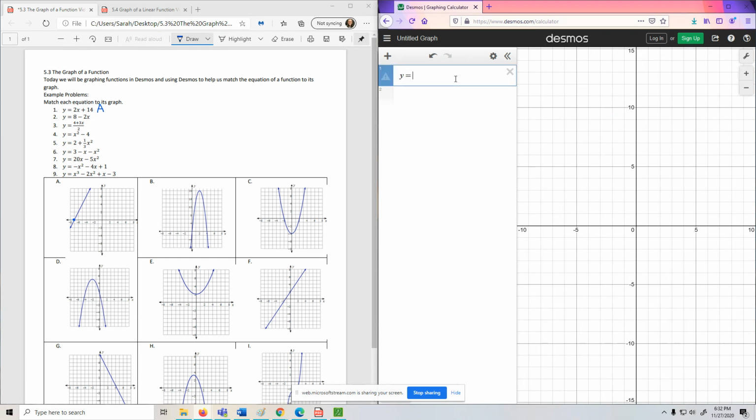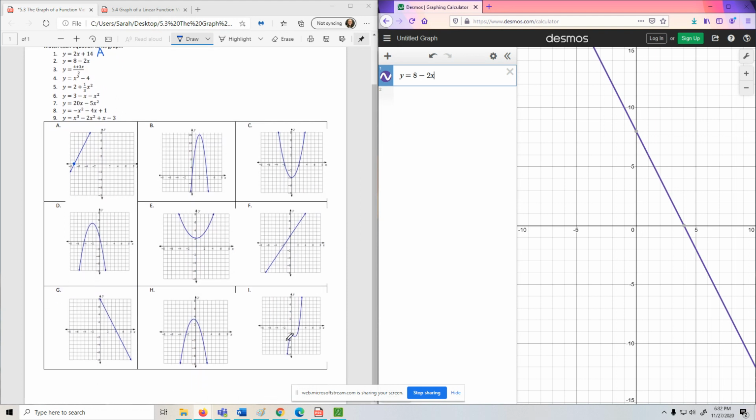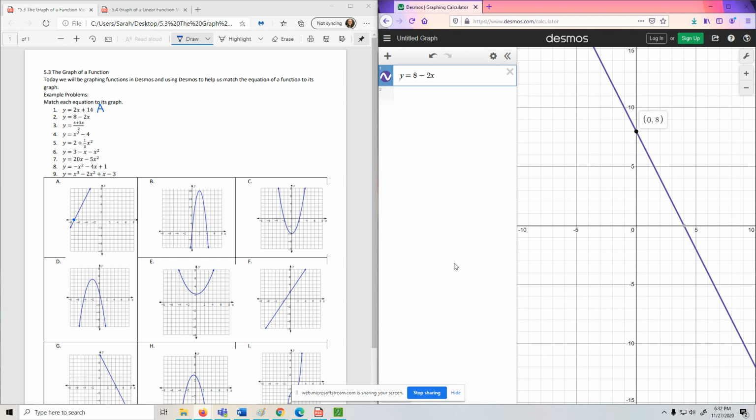Next one is y equals 8 minus 2x. That's also a line. Notice it has a negative slope. The only picture out of my graphs here that's a line with a negative slope is G. You could also double check where your graph is crossing the y-axis, which is at 0, 8, which is exactly what we see going on here in G. So number two is graph G.